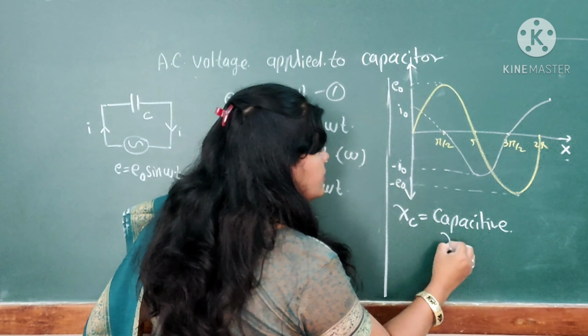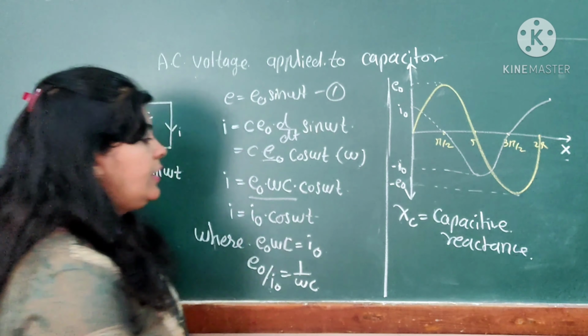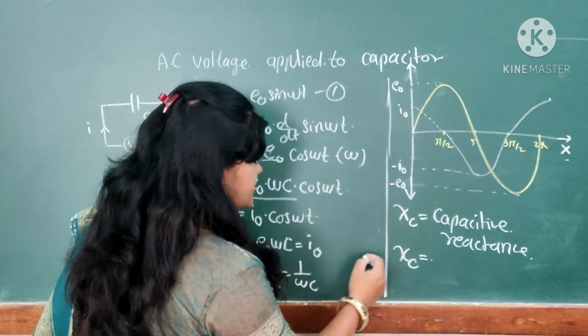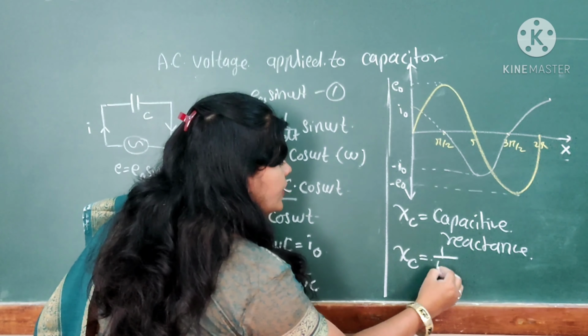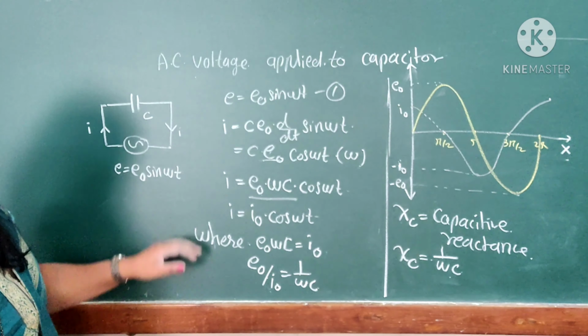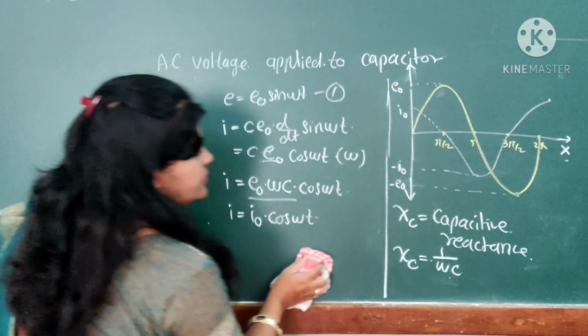Capacitive reactance has the same unit as resistance, that is the ohm, and the formula is given by 1 upon omega c. Okay, now the capacitive reactance is over.